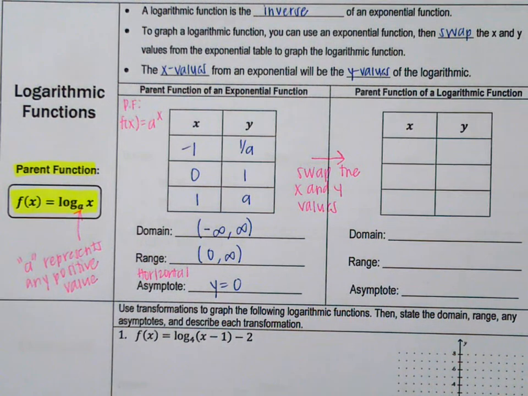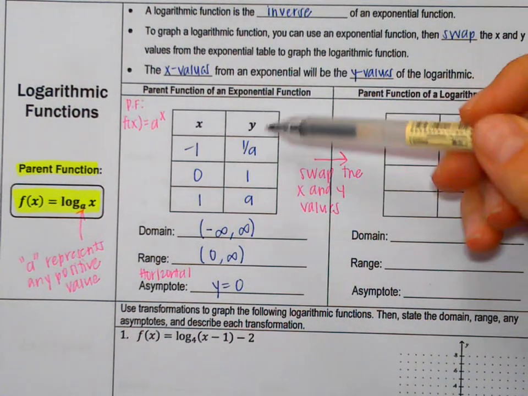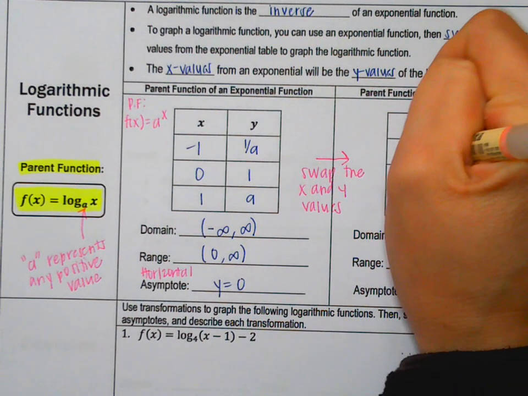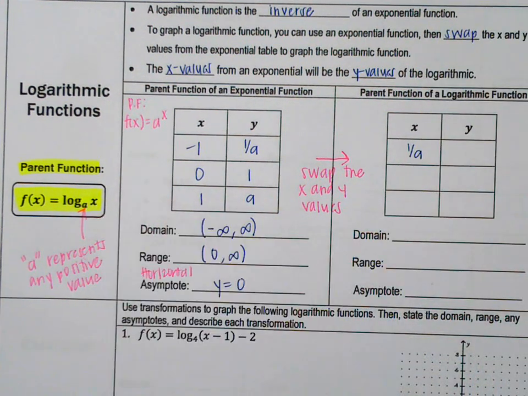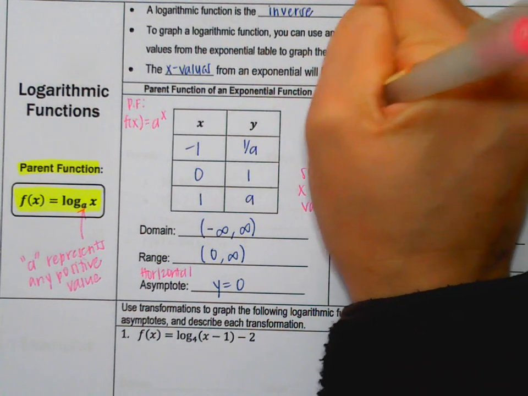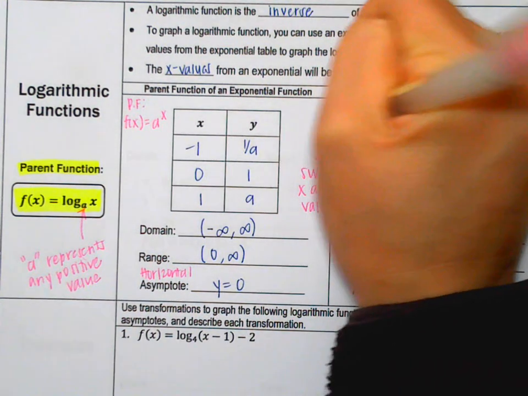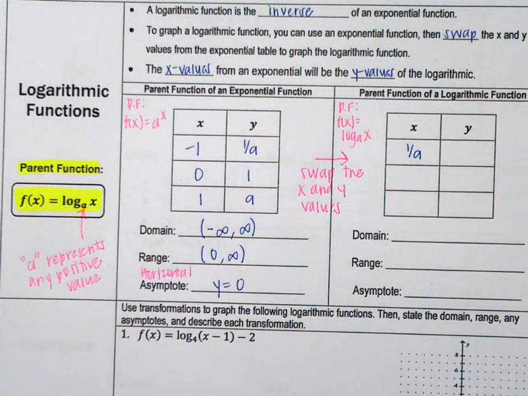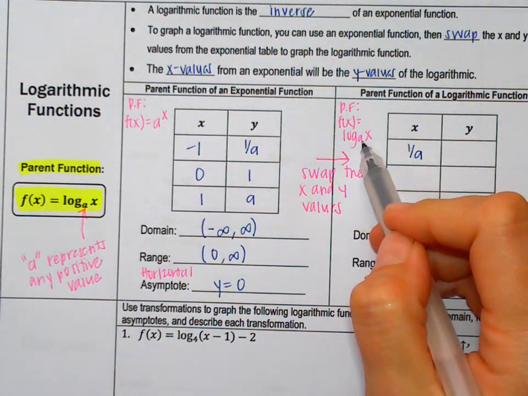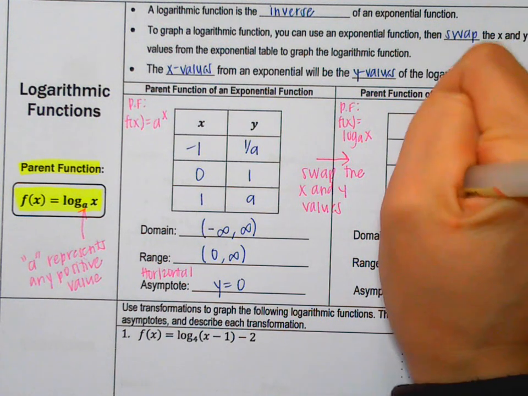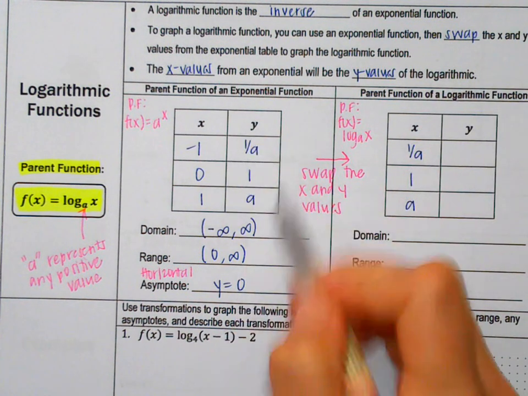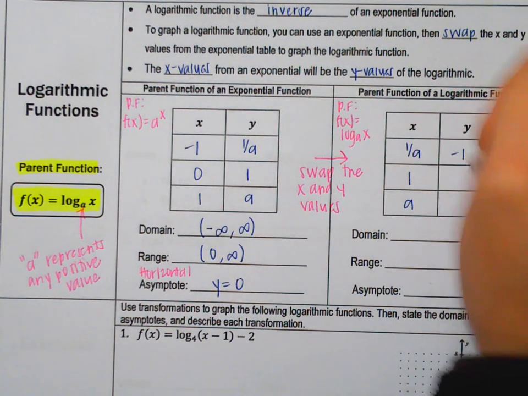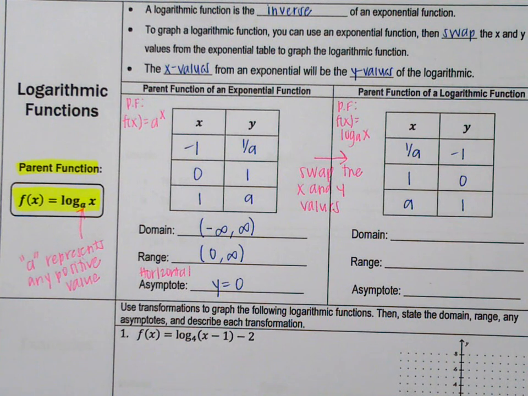When we go over here, my x values are going to be my y values of my exponential. So my x values are going to be 1 over a, whatever a is. Let's write this parent function over here too: f of x equals log base a of x. So a now is the base of the logarithm. And then 1 and a. So the y values are now the x values, and my x values are now the y values, -1, 0, and 1.